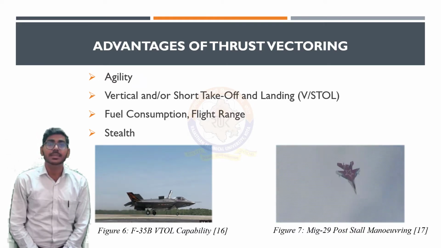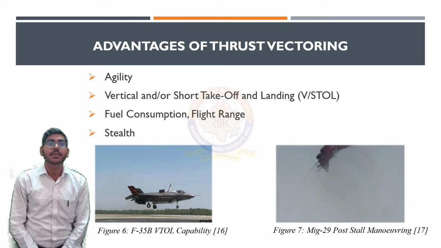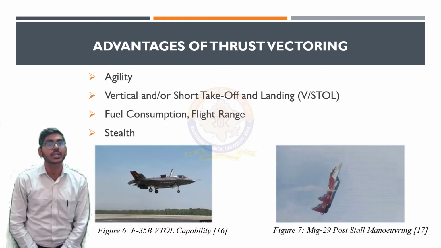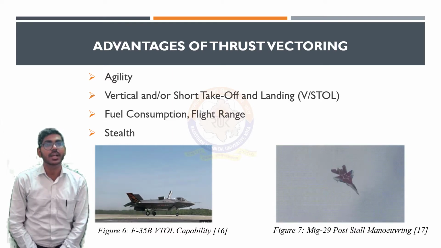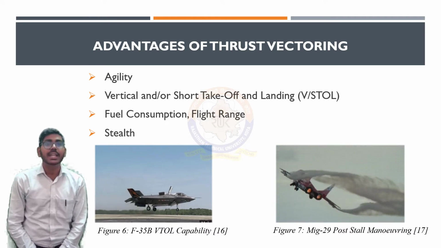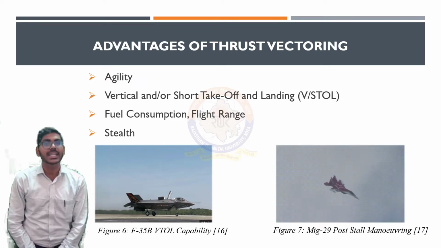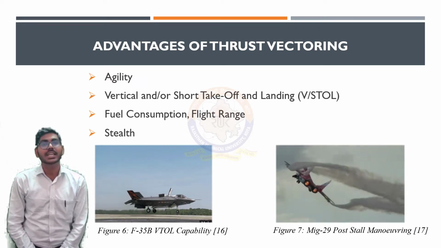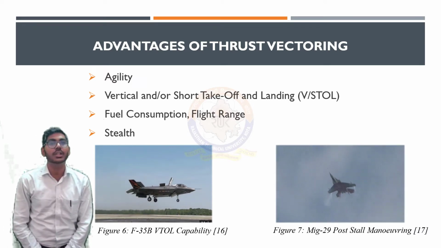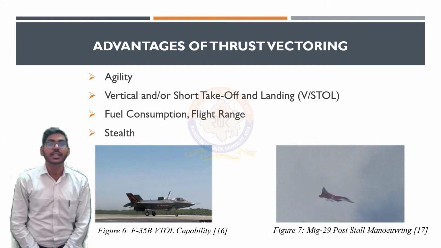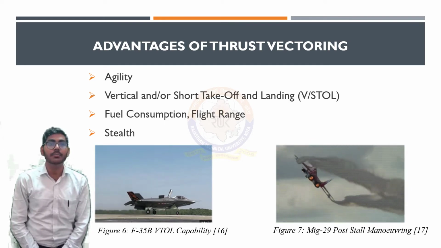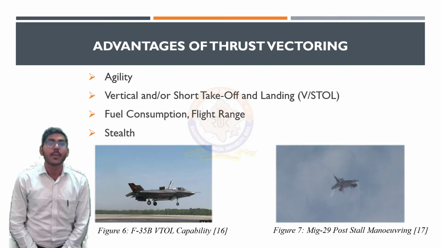Also, thrust vectoring can supplement control surfaces. The benefits of reduced dependence on control surfaces are reduced drag and reduced aircraft weight. It has been shown that thrust vectoring has the ability to provide tailless aircraft. Figure 6 depicts F-35B vertical takeoff and landing capability. Figure 7 shows a MiG-29 post-stall maneuvering.